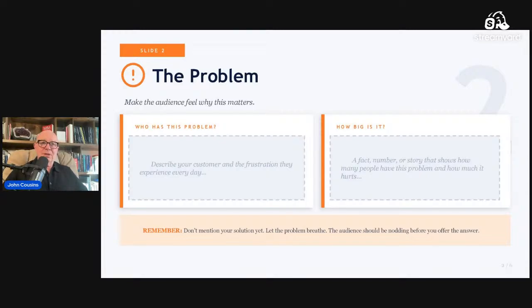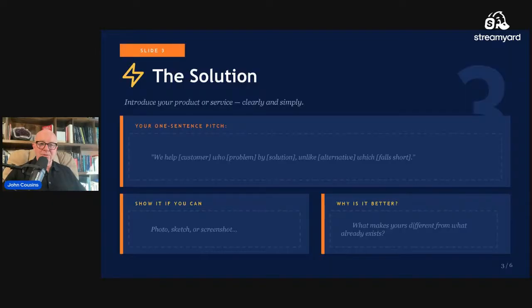And then the next one here is the problem. So here's what you put in here: make the audience feel why this matters. Who has this problem? How big is it? Don't mention your solution yet. You're talking about the problem. Let the problem breathe. Let people feel it. The audience should be nodding. Has anybody ever had this problem? And they all should be going, oh my God, yeah, I have it all the time. I really hate that. I wish there was a solution for that. And then you hit them with the solution, right?